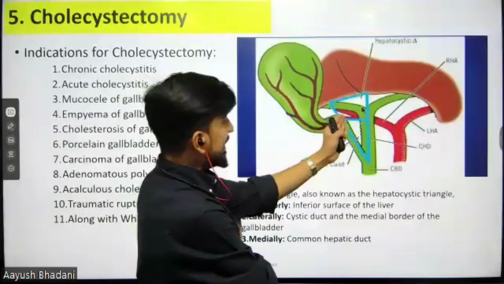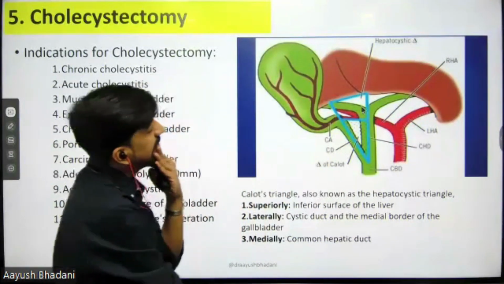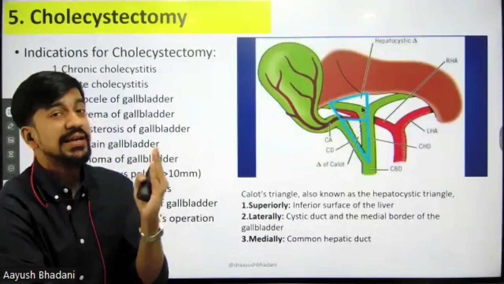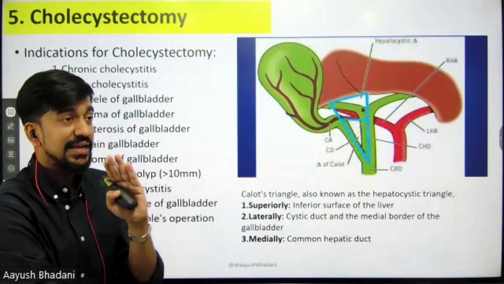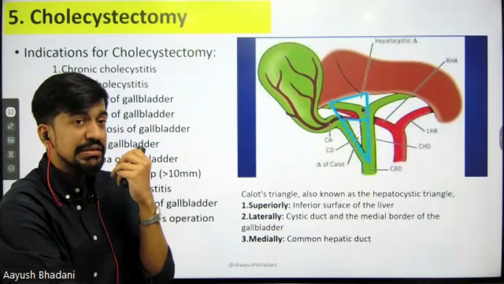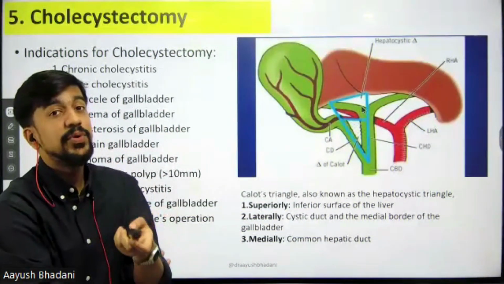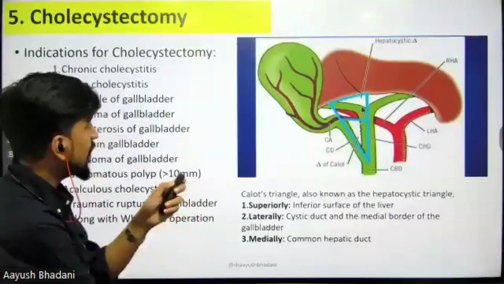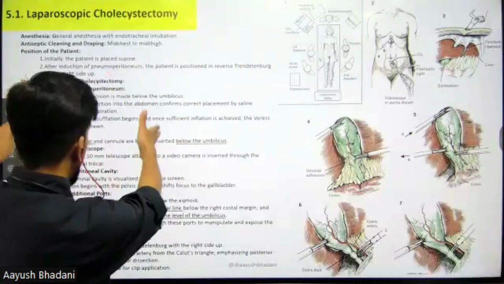We need to ligate the cystic artery, cut and ligate. Why? Because if you don't, it will bleed like anything. That is one of the most major complications of a cholecystectomy, a bleed or a cystic artery blowout. Like after tying the cystic artery, if it keeps on bleeding. So just forget whatever is written over here.